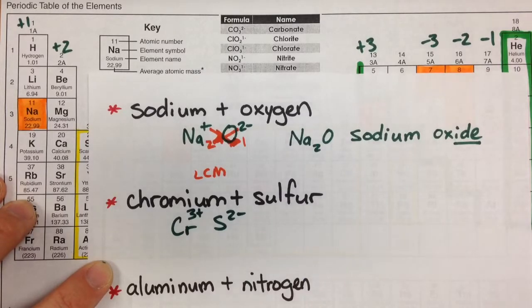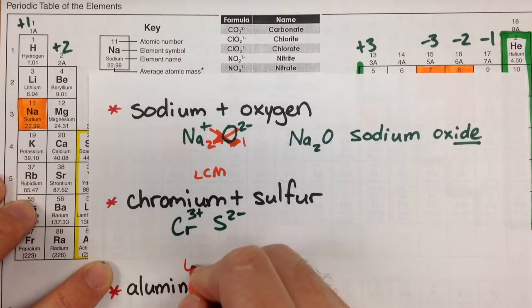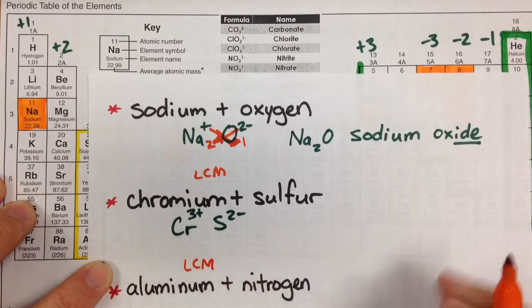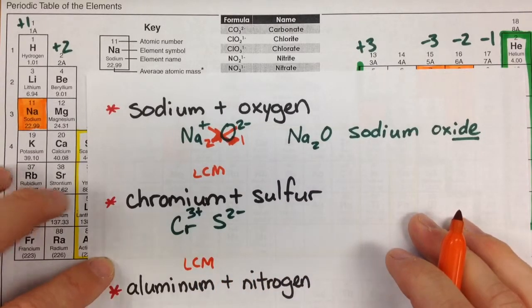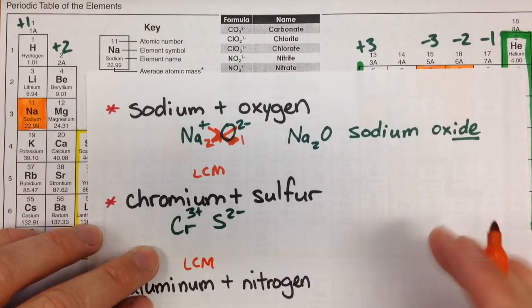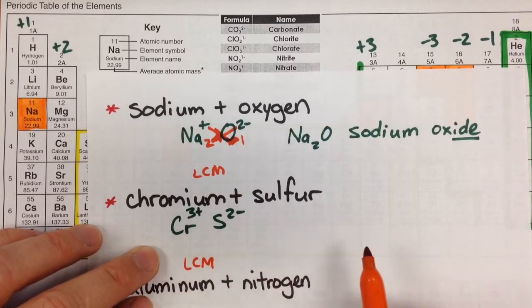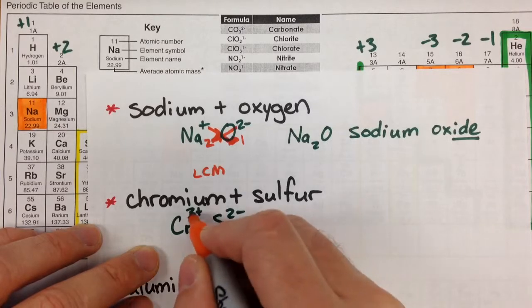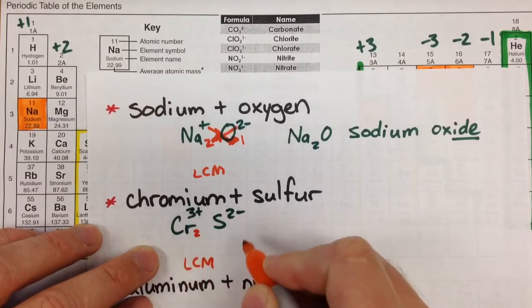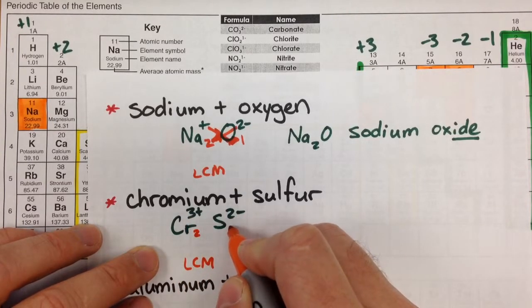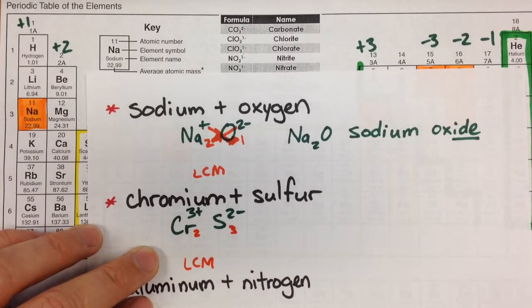Now let's try to write the formula. Again, the least common multiple is a method that you can use to identify the formula. What's the least common multiple between 3 and 2? That's right, it's 6. Where 3 times 2 is 6 and 2 times 3 is 6.